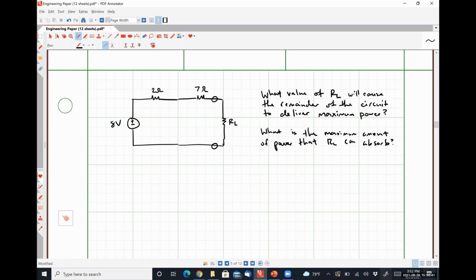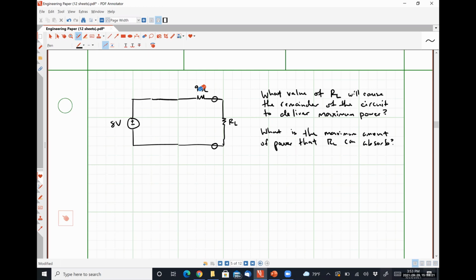Jeffrey, you are staring at the board like you're paying attention. What do I do next? Yeah, so 2 in series with 7 looks like 9. And boom, in just a few short steps, we have a practical voltage source in series with our load resistance. So what is the answer to the first question? What value of RL will cause the remainder of the circuit to deliver maximum power? 9 ohms. Boom. When you only have one resistance left, that's the answer.